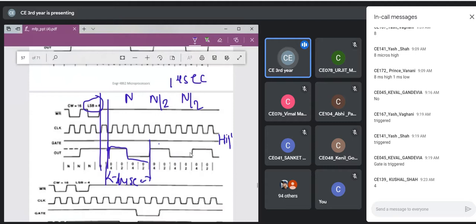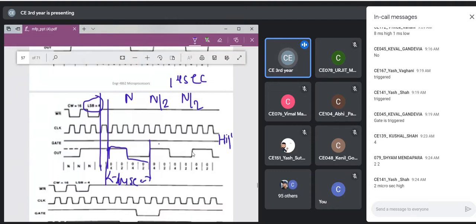And for how much time will it be high, and for how much time will it be low? For 2 and 2, provided the count is 4, that is your assumption. Yes, 2 microseconds high, 2 microseconds low.